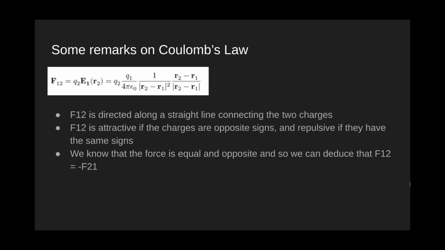So, some remarks on this Coulomb's law. The force is directed along a straight line connecting the two charges. As we know, the shortest way to get from point A to B is to go through a straight line. And if the charges are of similar sign, then they repel. But if they are of opposite signs, then they are attracted to one another. And we know that the force from Newton is equal and opposite, and so therefore the force F12 is equal to minus the force F21.